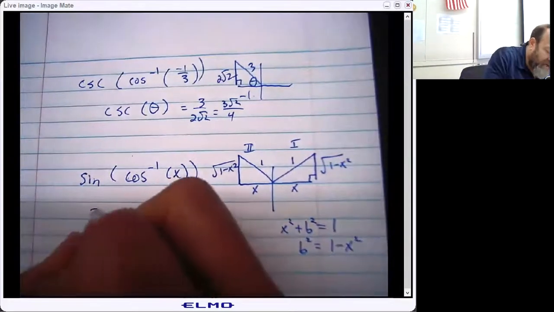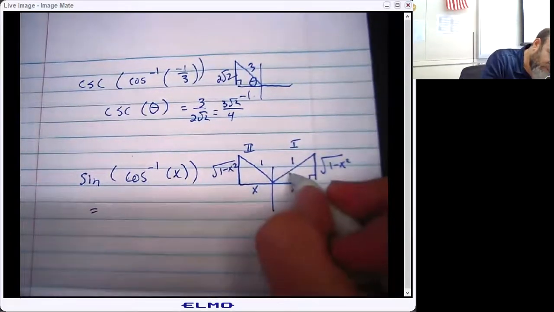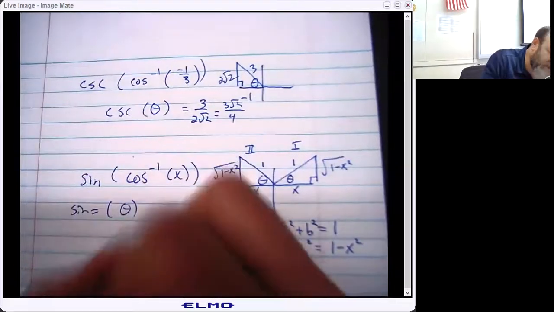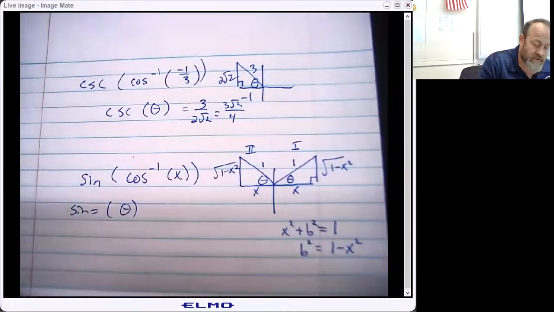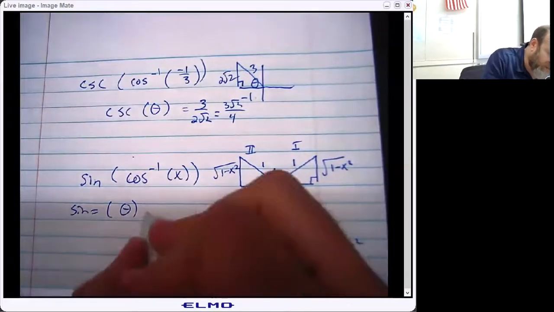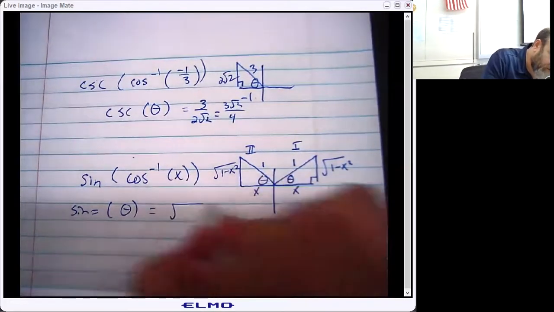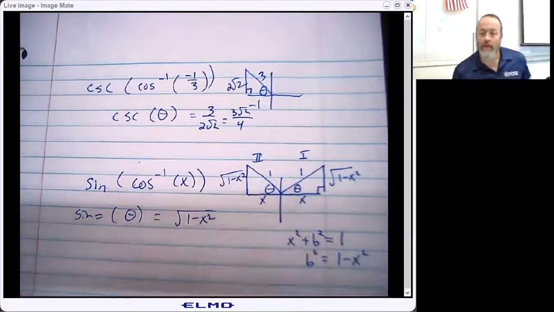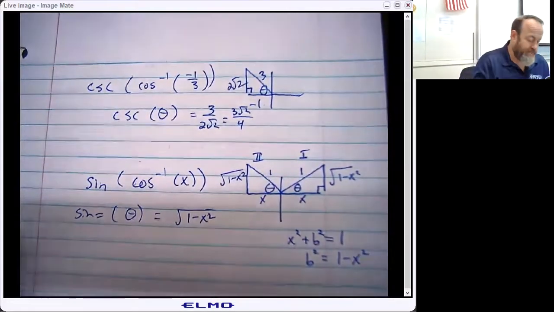So if we were asked to find the sine of it, remember this is the theta. I'm asking what is the sine of the angle that generated this triangle. So the sine is simply opposite over hypotenuse, which is 1, but in this problem, it's exactly the same thing.